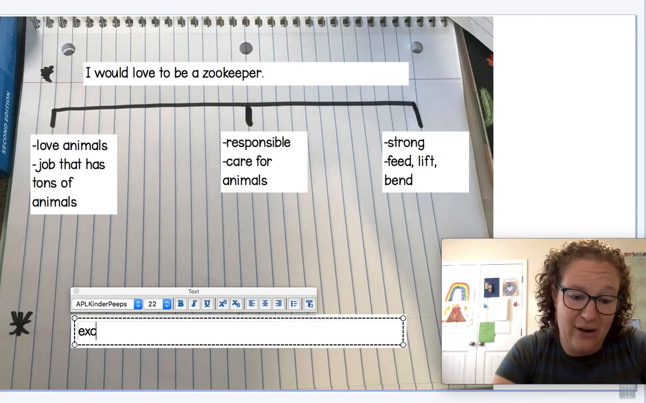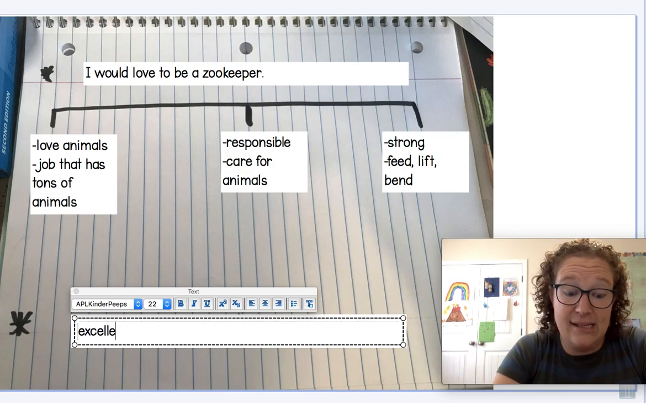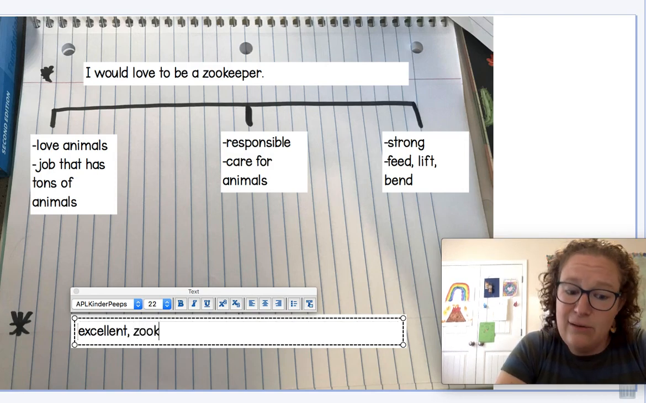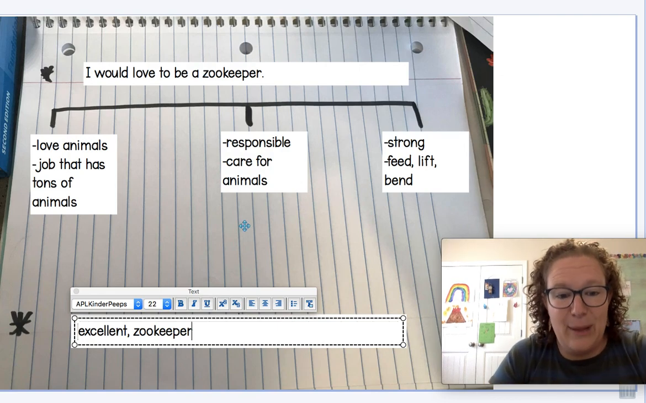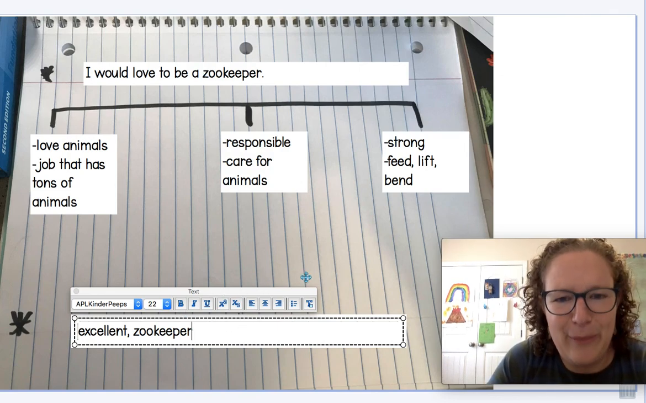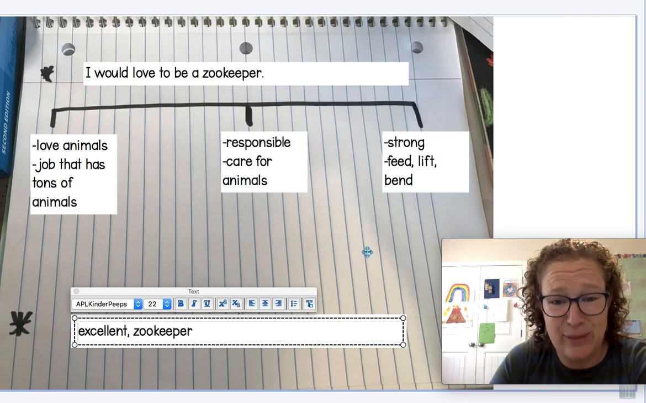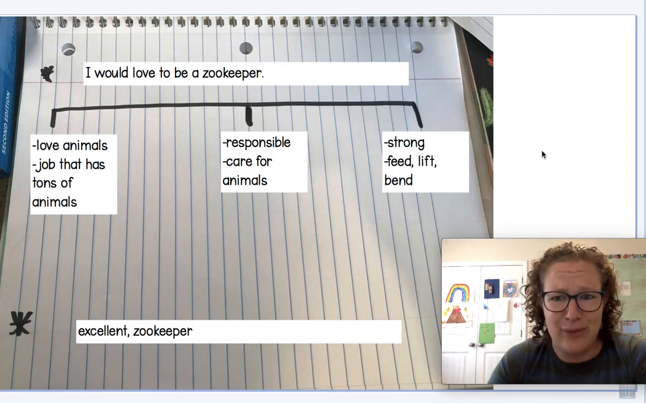So I know I want to write that word because that is a word that I want to add into my sentence. I'm going to do excellent and zookeeper definitely. So I'm going to keep those to help me when I'm brainstorming. So these brainstorms will help me to write my paper tomorrow.